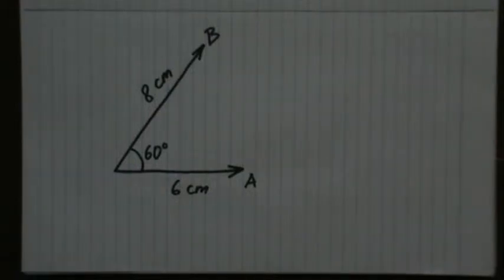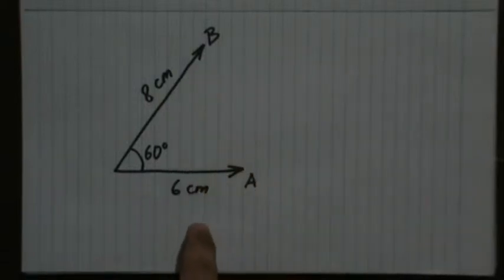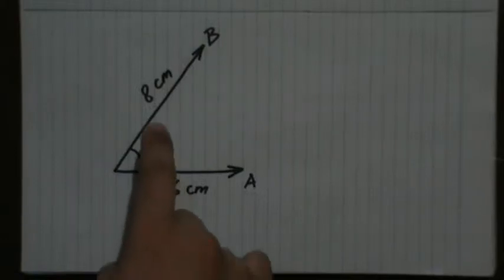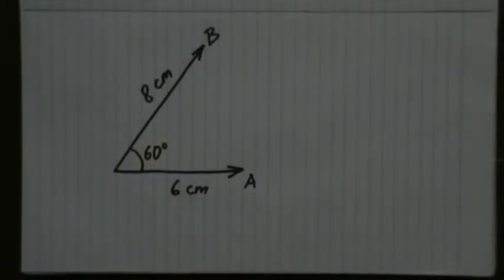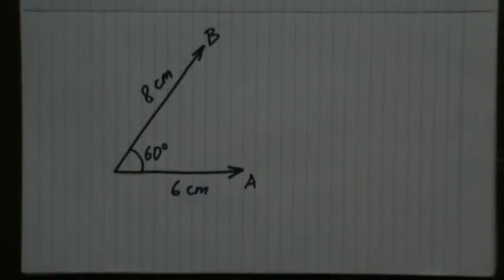Let's now take a look at our previous problem where we have two vectors a and b, and they have the magnitude 6 centimeter and 8 centimeter, and the angle between these two vectors is 60 degree. Now we want to add vector a and b here using our analytical method.